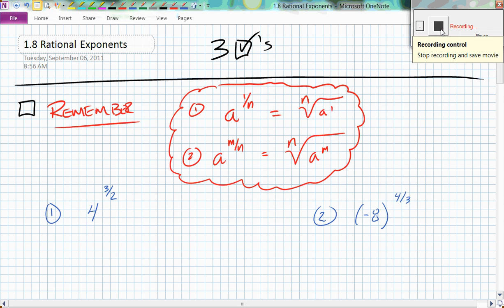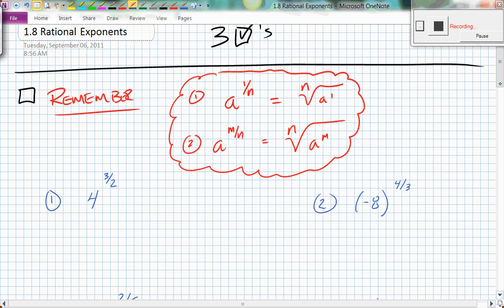Okay, so today in advanced algebra trig, section 1.8, rational exponents. There were three boxes. The first thing we talked about was these two rules: a to the 1 over n is the same thing as the nth root of a to the first, and a to the m over n is the nth root of a to the m. So we're going to practice with those today.